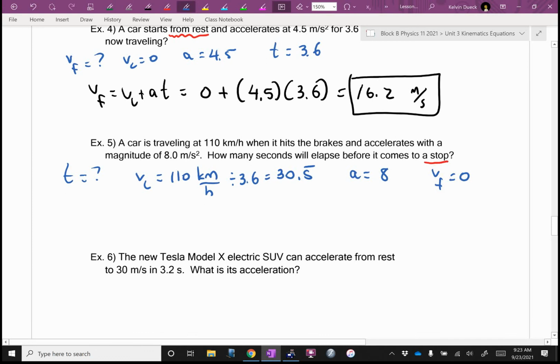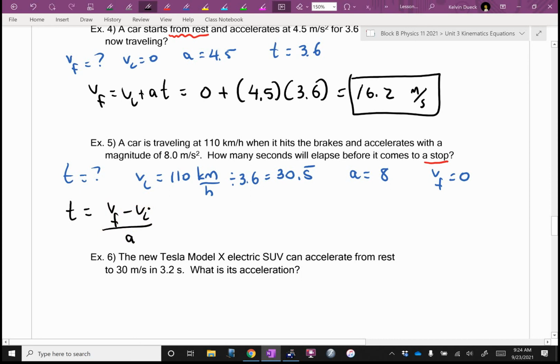So I'm looking for an equation that's got a T, a VI, an A, and a VF in it. There is one. And I think we even have one where the T is by itself. Do we not? You might have to turn back a page. I think it went T equals VF minus VI over A?